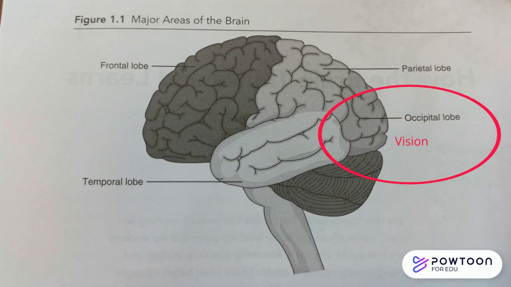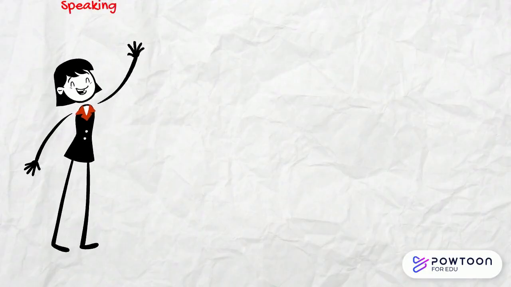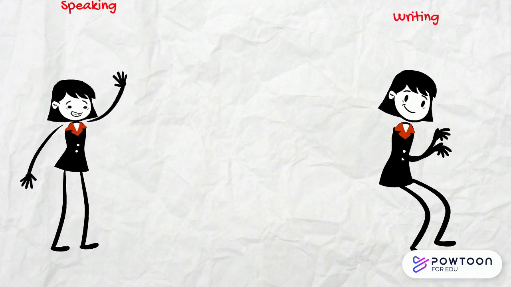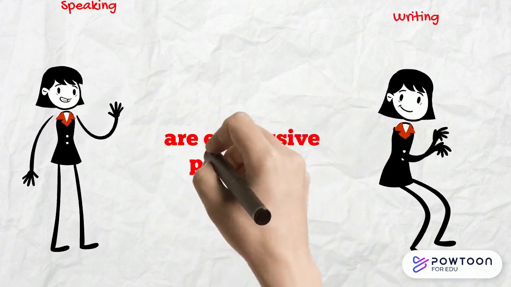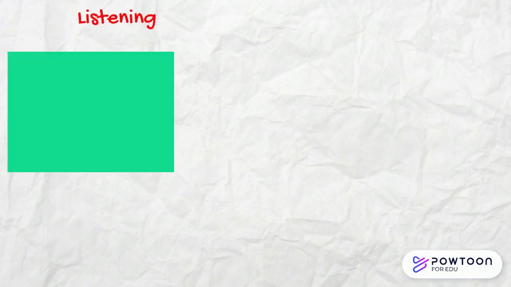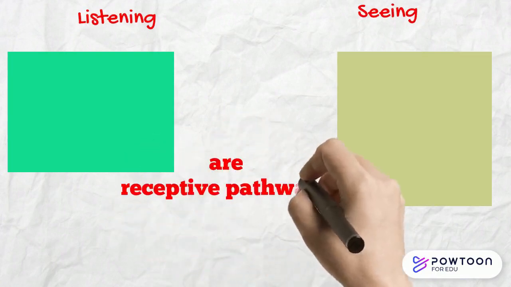As you create your content, is it possible to engage part or all of these four parts of the brain to engage the reader? Speaking and writing are expressive pathways. Generally, students don't practice that. Listening and seeing are receptive pathways. That's normally what students practice in class.